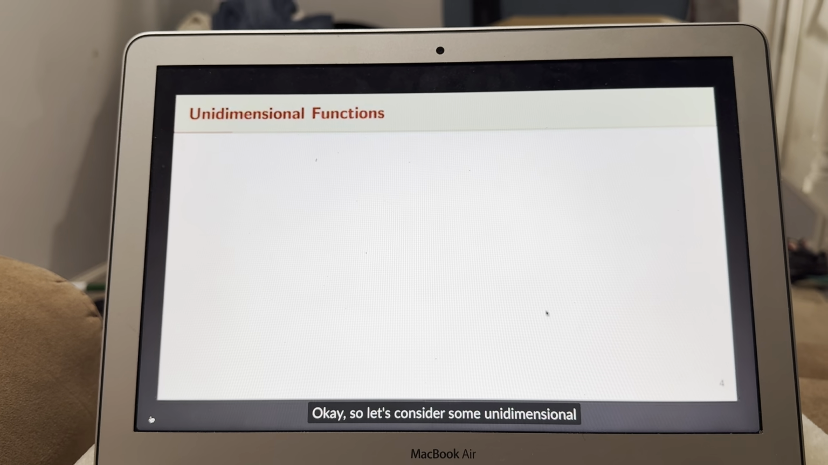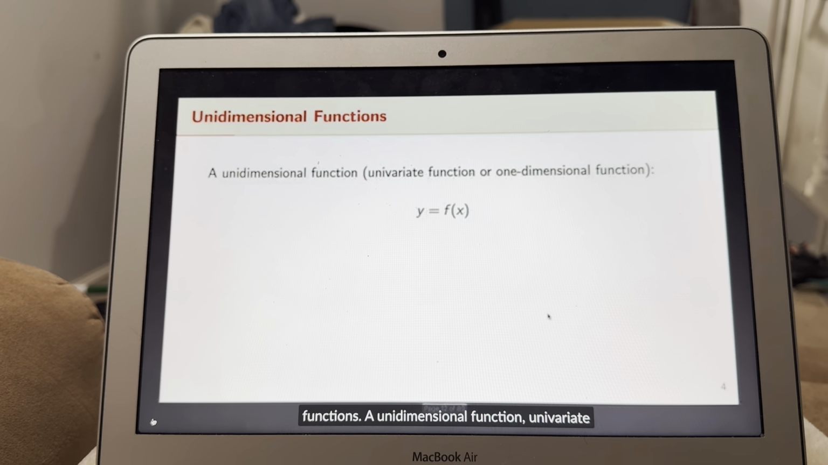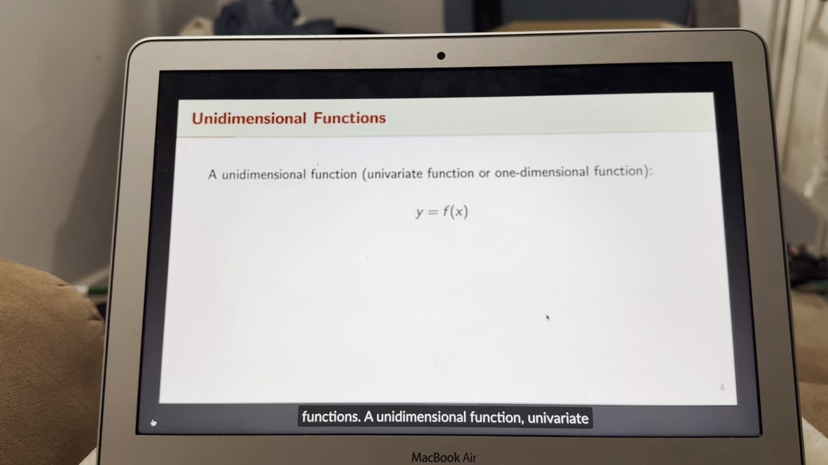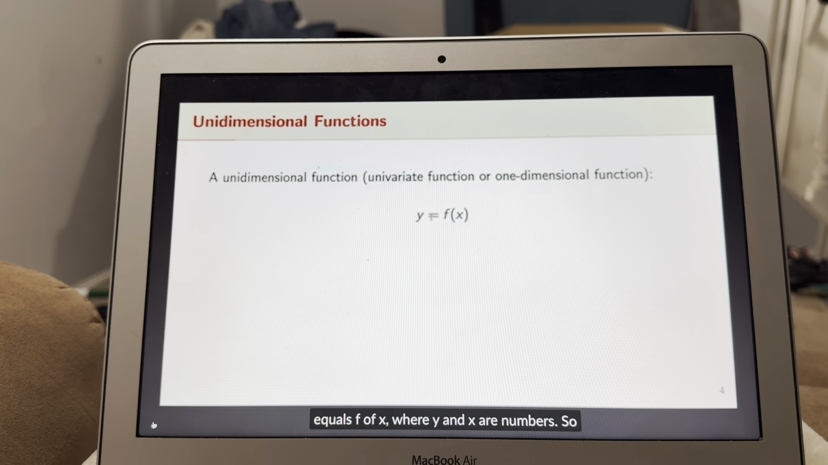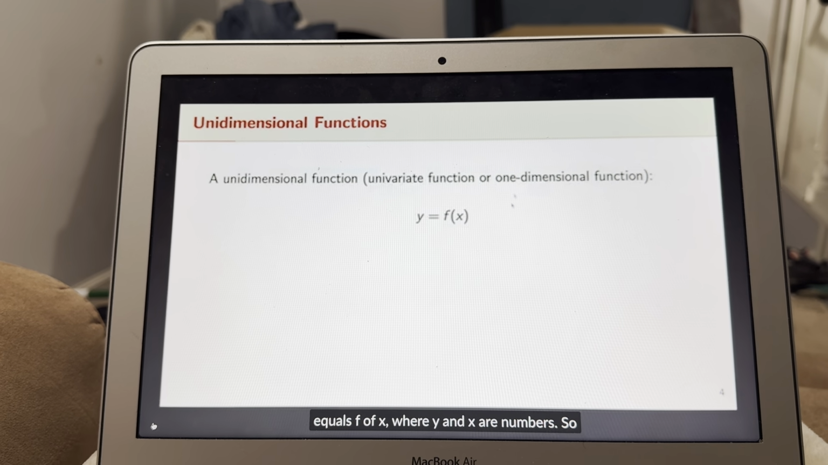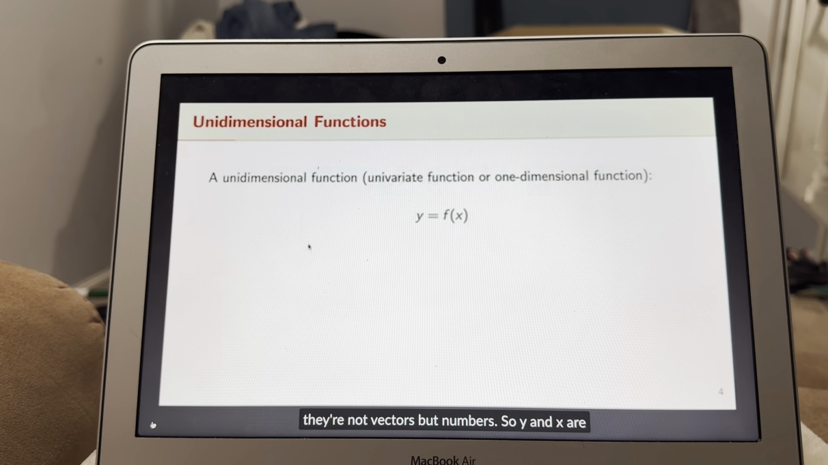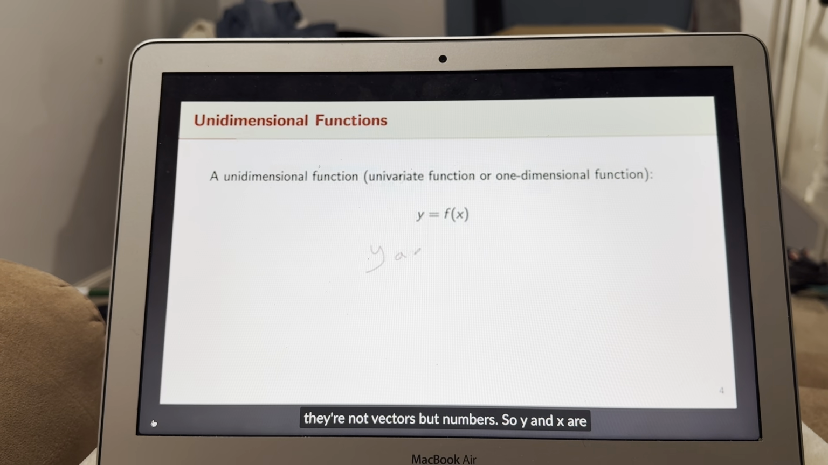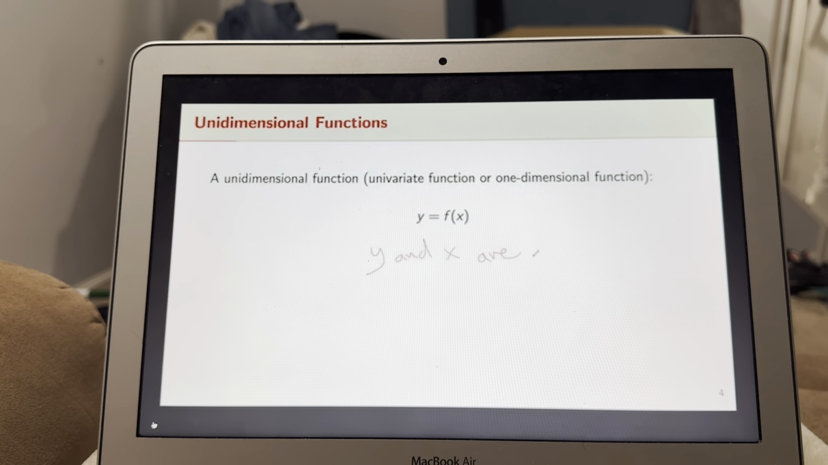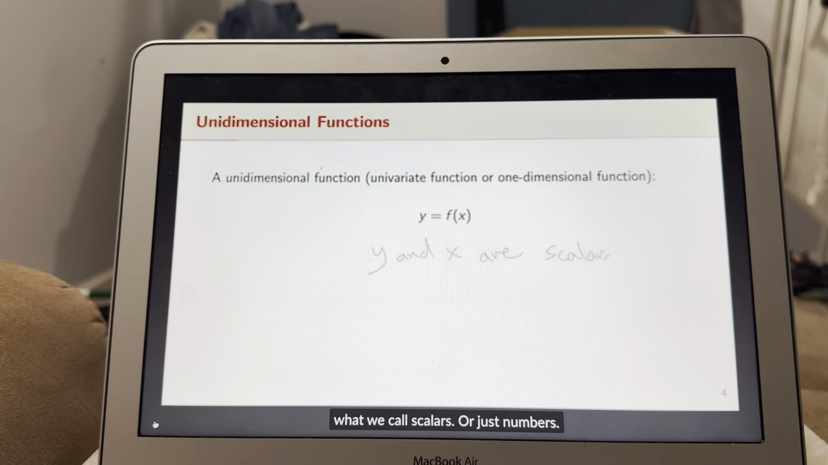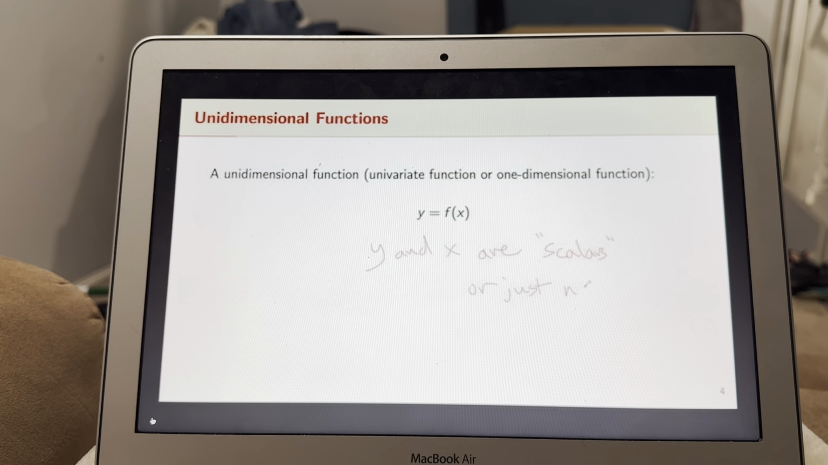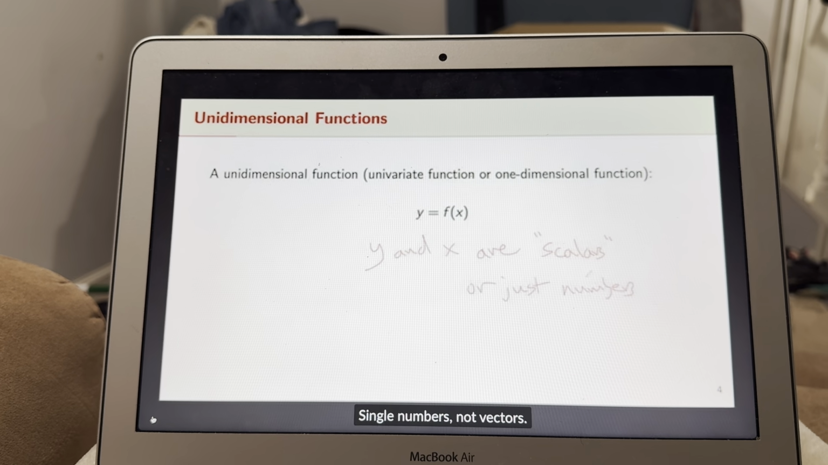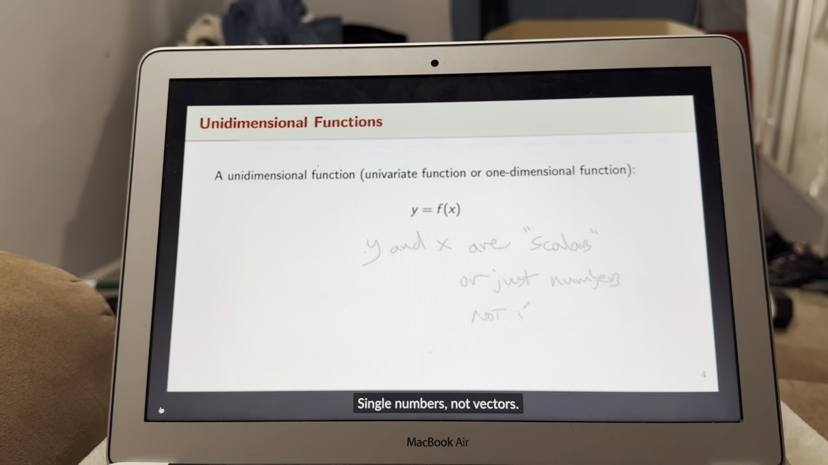Okay, so let's consider some unidimensional functions. A unidimensional function, univariate function, or one-dimensional function is just y equals f of x, where y and x are numbers. So they're not vectors, but numbers. So y and x are what we call scalars, or just numbers. Single numbers, not vectors.